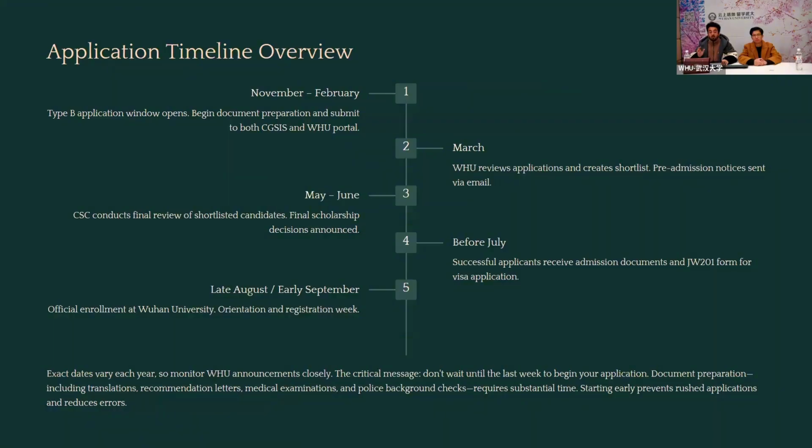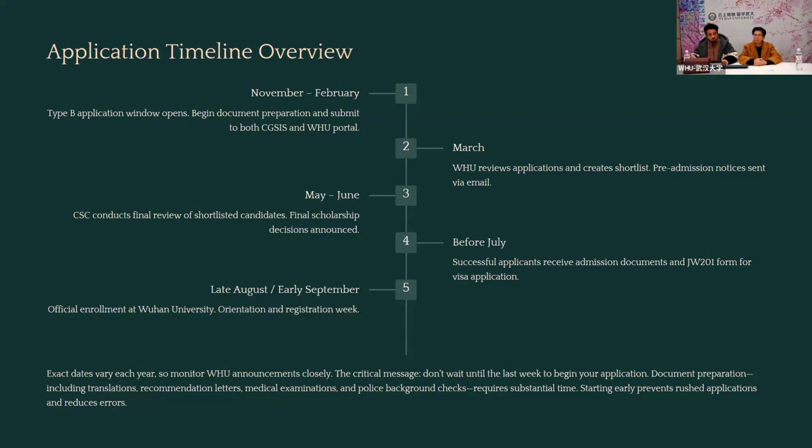And then students should understand the timeline of scholarships of Wuhan University and CSC Scholarship. Like from November to February, the Type B applications window is open. Till the end of February, you can submit your application for CSC Scholarship at Wuhan University. And in March, Wuhan University reviews applications, creates a shortlist, and sends a pre-admission notice via email.